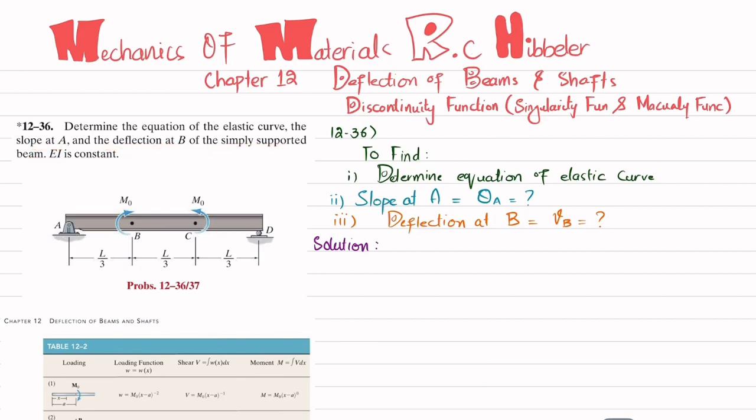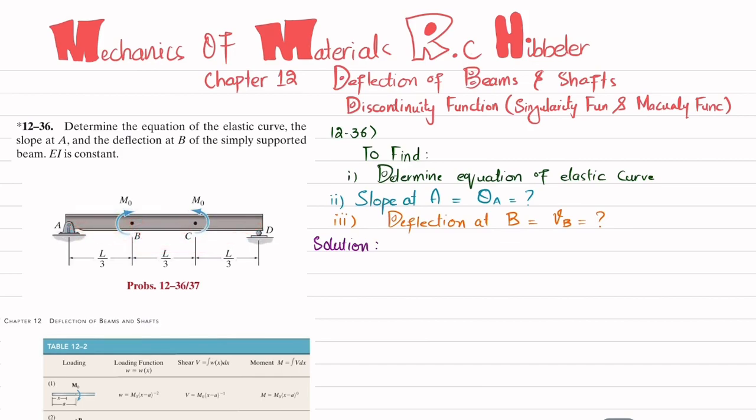EI is constant. So you can see this is the simply supported beam where at point B there is a moment M naught and at point C there is also a moment that is M naught. So due to this loading the beam will bend like this. So we have to find the equation of elastic curve, which is the equation of deflection, the slope at point A, this is the slope theta A, and deflection at point B. So this will be the deflection at point B, which is VB. So let's start with the solution.